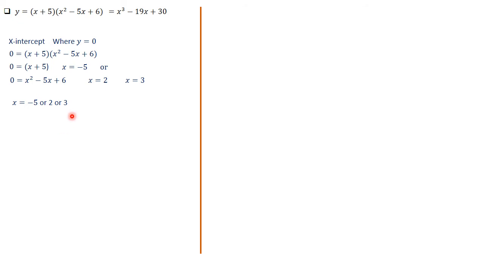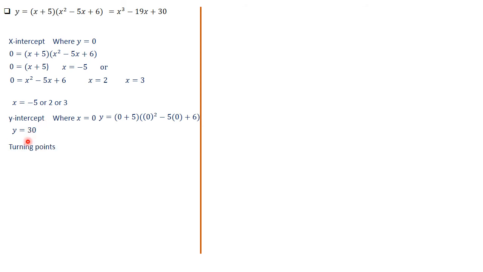Where does it touch the y-axis? The y-axis is where x is equal to 0. Therefore, putting the values in this equation, or even the other one, putting x equal to 0, you get y is equal to what? What is it? I think 30. Yes, y is equal to 30. So we know where it touches the y-axis also.